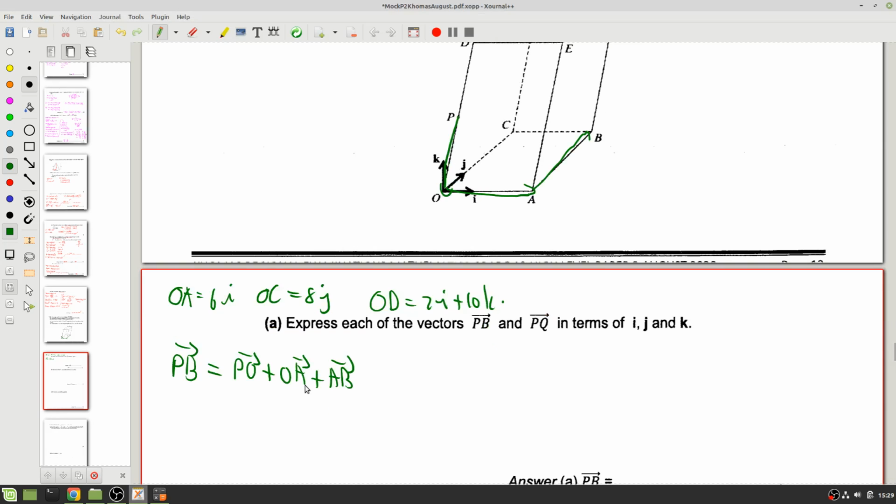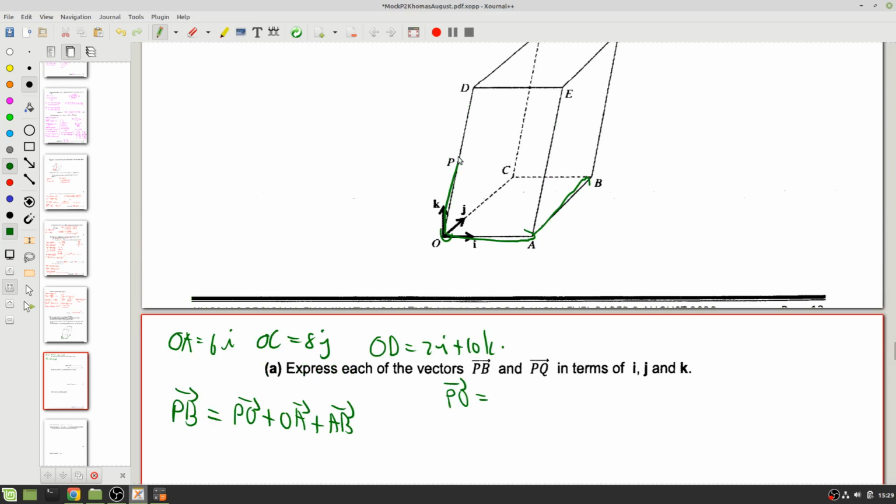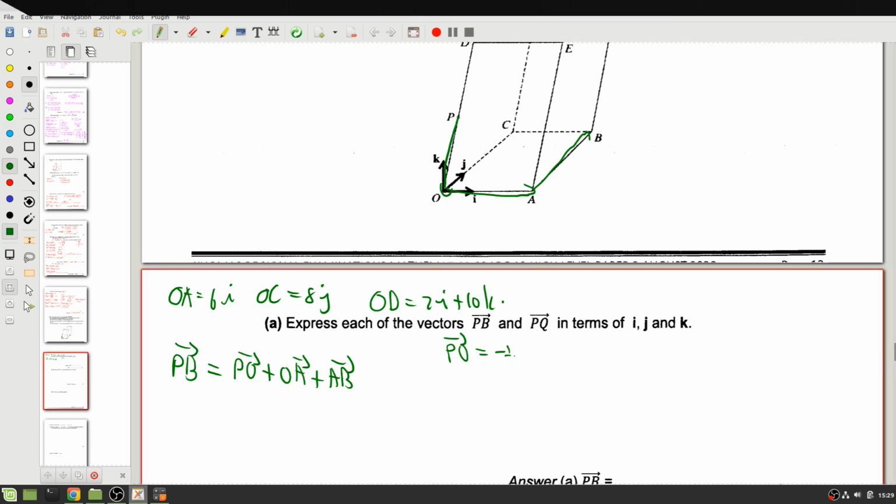Alright, so let's see, what do we have? So for OA we have it, and AB is exactly the same as OC, so we have that one, but PO we don't have. So let's write down here in the rough work PO. What will PO equal? Since these two are the same length, PO and PD, then we know that PO is half of DO. And DO is just the negative direction of OD, which we have. So I'm just going to say it's negative half of OD.